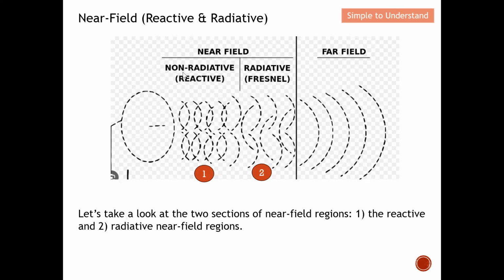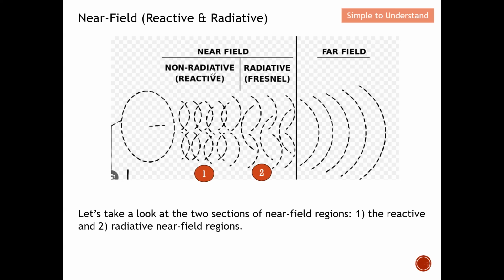Now let me quickly explain, under the near field, the reactive and radiative regions. Basically, under near field, you have this zone, and later on I will mention far field also. Now let me look at these two sections of the near field region: the reactive and the radiative near field region. In short, you can see that this is number one, the reactive, and this is number two, the radiative. I'm going to explain the key difference between these two zones within the near field.